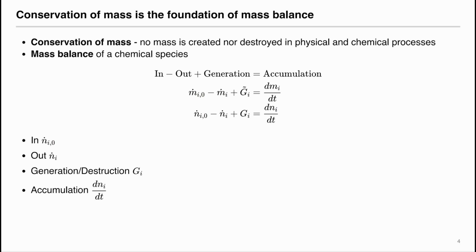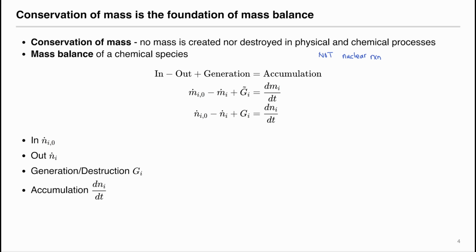To design each reactor, we will need to understand their mass balance and derive its design equation. The foundation of mass balance is the conservation of mass. The law of conservation of mass says that no mass is created nor destroyed in a physical or chemical process, and in this case we're specifically not talking about nuclear reactions, only simple physical and chemical processes.